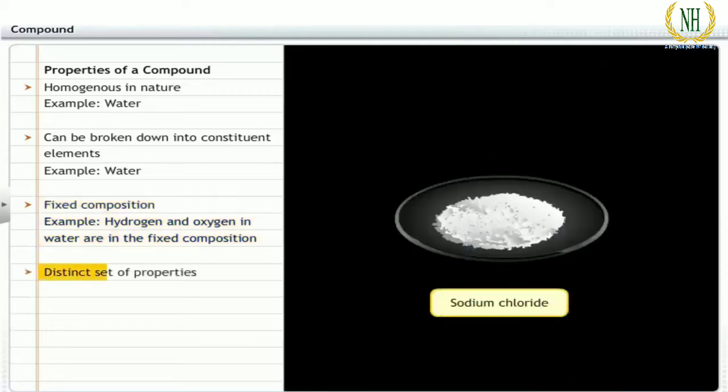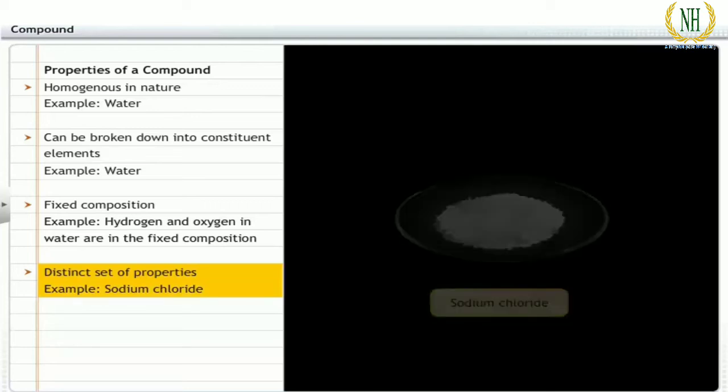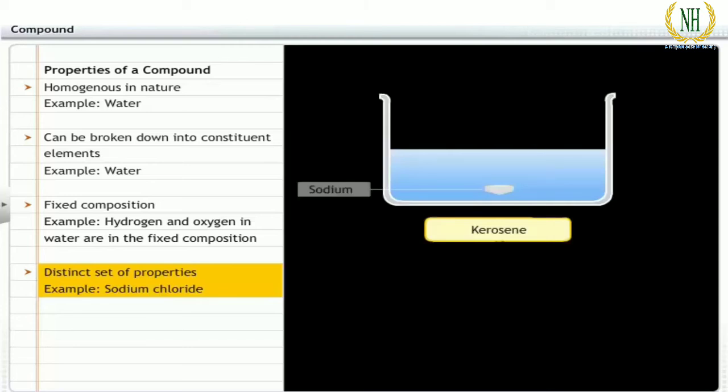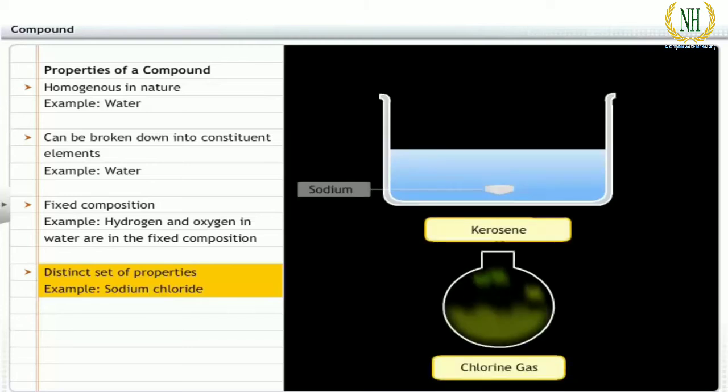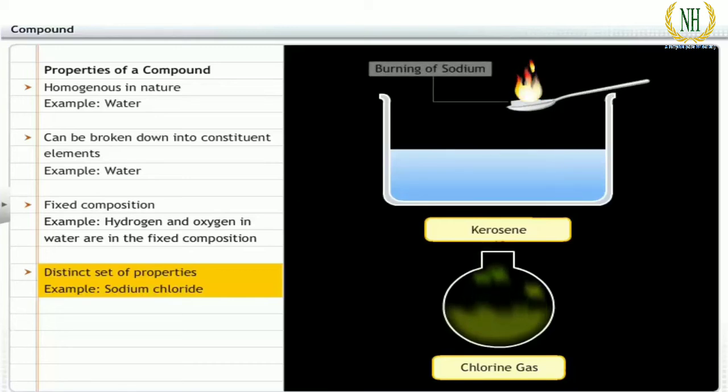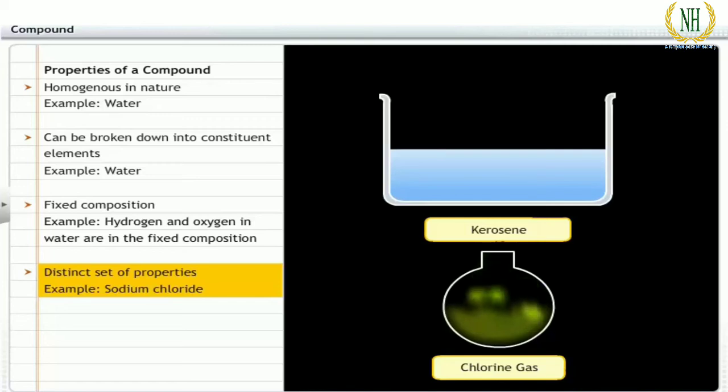A compound has a distinct set of properties which is not similar to the properties of its constituent elements. For example, sodium chloride, table salt, is a harmless substance which is a white crystalline solid. On the other hand, its constituents, sodium, a grayish-white solid, and chlorine, a greenish-yellow gas, are potentially dangerous. Sodium is a highly reactive metal which catches fire when exposed to air, and chlorine is highly poisonous. From this we can say that compounds exhibit a distinct set of properties.